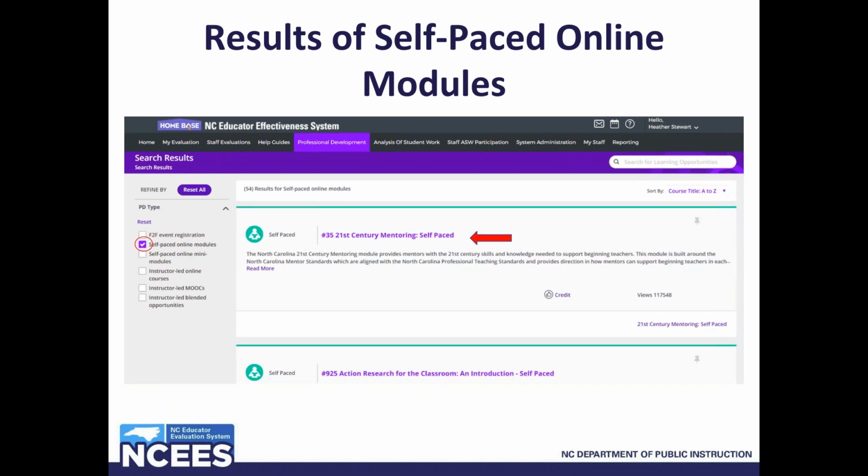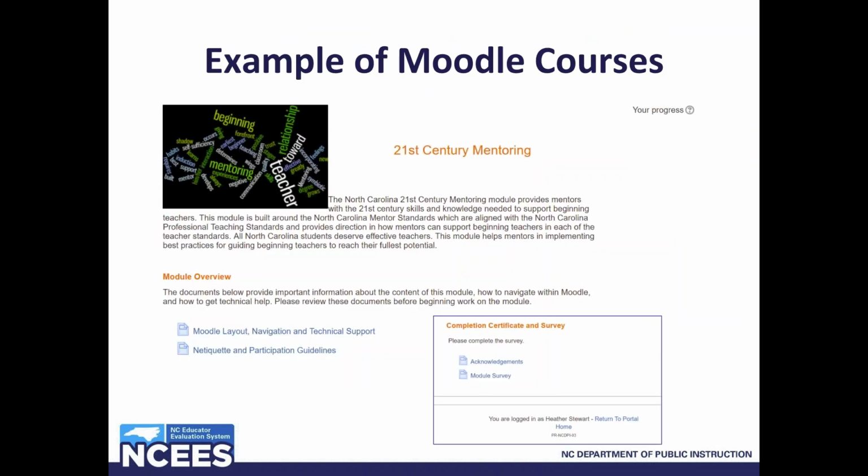In the example shown on the screen, I chose to search by self-paced online modules. To view the content, click on the title. Some self-paced courses direct the user to a Moodle, while others can open in public wiki spaces or to downloadable content like a document or a PowerPoint. In the example shown here, 21st Century Mentoring is a self-paced course that opens in a Moodle. To go back to view more opportunities, click on the Return to Portal link at the bottom of the page.